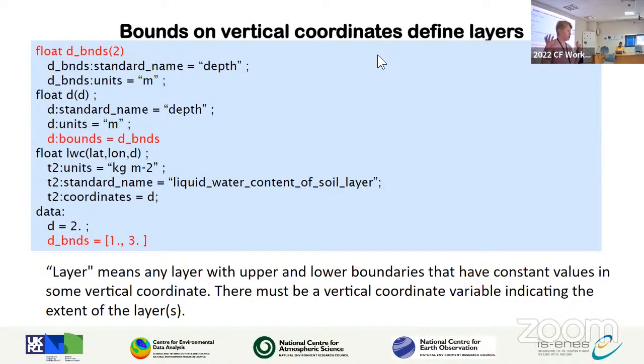And in CF standard names, again, we have a standard description of that. So we say a layer means any layer with upper and lower boundaries that have constant values in some vertical coordinate. It's very general, so it might be pressure, might be depth, might be sigma coordinate or something if you've got a model. So it doesn't matter what that coordinate is, but it must have some sort of constant value. Okay.